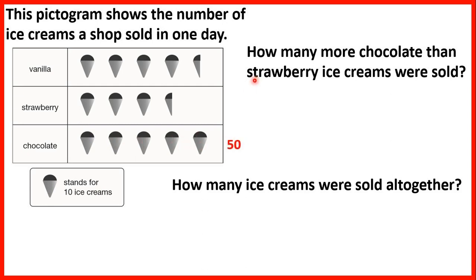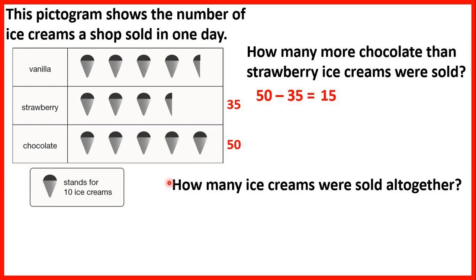And now we need to compare that to the number of strawberry ice creams. We have 10, 20, 30, and then because we have half a picture here, that will represent half of 10, and half of 10, or 10 divided by 2, is 5. So we have 10, 20, 30, 35. Now the question asks how many more, so we need to find the difference, and to do that we subtract. 50 minus 35 is 15, so that means there were 15 more chocolate ice creams than strawberry ice creams sold.